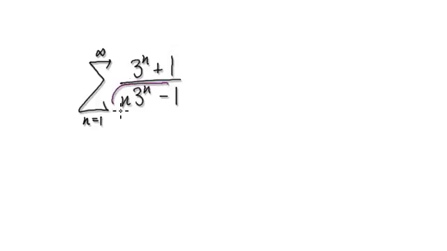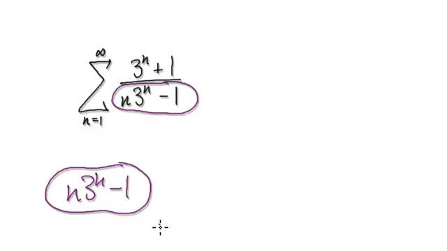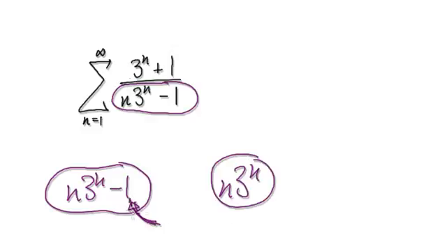Okay, so to do this, if you look at the denominator only, so this is your denominator. I'm going to add an amount to this. So I'm going to add 1 to this thing. So we will have n 3 to the power of n. If you add an amount to this, then this thing here will be bigger or equal to this thing here.